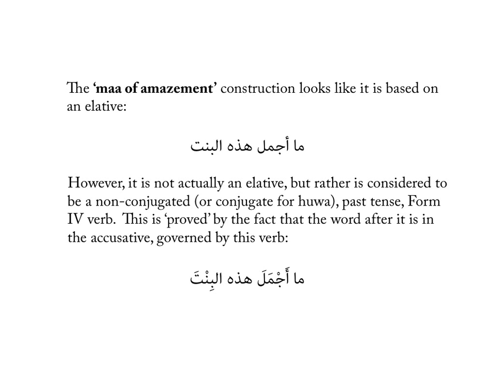Another form that sometimes seems a little bit like an elative is the ma of amazement construction, the exclamatory ma. An example of that would be ma ajmal hadhihi al-bint, how beautiful that girl is. However, you need to remember that this is not actually an elative. Rather, the ajmal is considered to be a non-conjugated, conjugate for huwa, in other words, past tense form for verb. And this is proved by the fact that the word after, the bint, takes accusative, which is governed by the verb ajmala. So ma ajmala hadhihi al-binta, if you're going to vowel it. It's a verb, but it feels for a lot of American students like an elative.